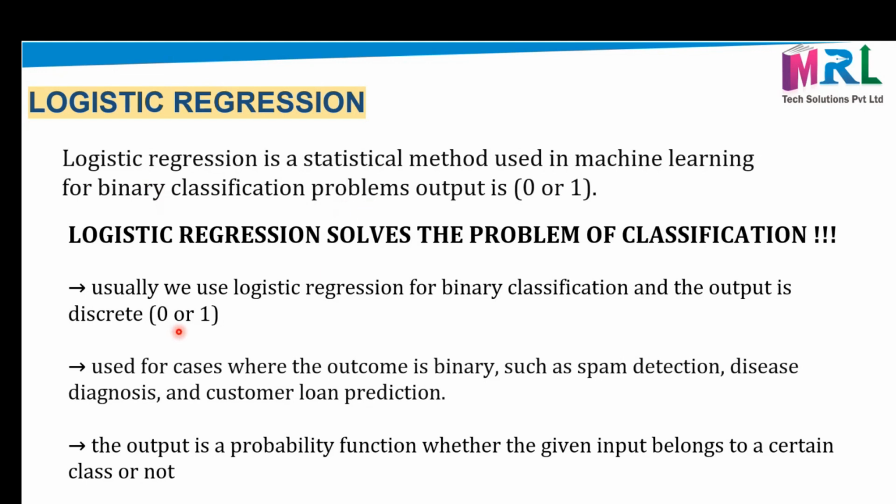Usually the output is either 0 or 1. In linear regression, the output is a continuous value. But here the output, that is the dependent variable column, will be either 0 or 1.